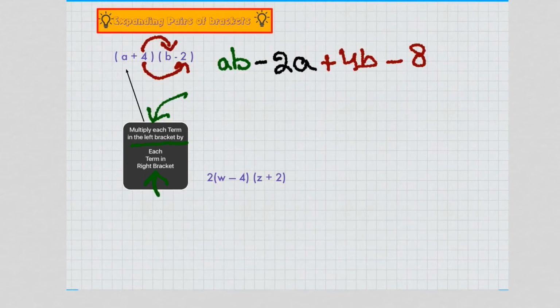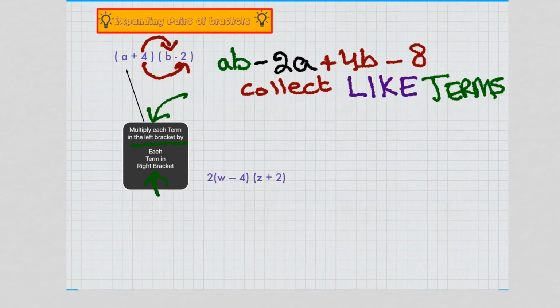You're gonna times each term in the first bracket with each term in the second bracket, which I have done. Then after that, what we do is collect the like terms. In this one, do you see any like terms? ab minus 2a plus 4b, there is no like term. So we would do nothing, and that would be our answer for the expansion of these two brackets. Let's come on to the second one now, please.